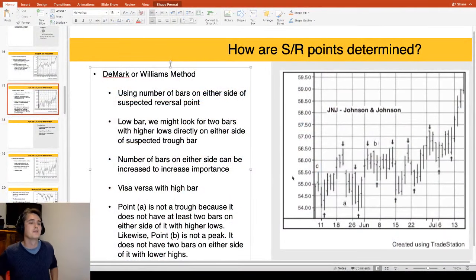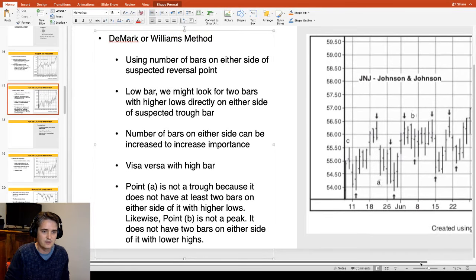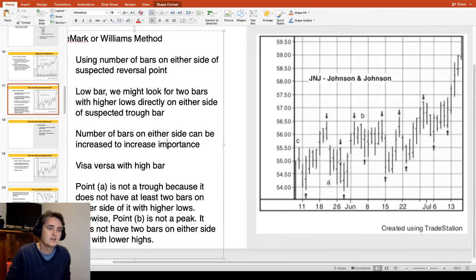Center screen. Cool. So in any case, I'll zoom in here a little bit for the sake of example. We have the low bar, with a lower low on either end. If we increase the number of bars on either side of that, that increases the significance of this level. If you have 3 consecutively higher lows on the left and right of that bar, then the significance of that particular reversal point is a lot higher, right?